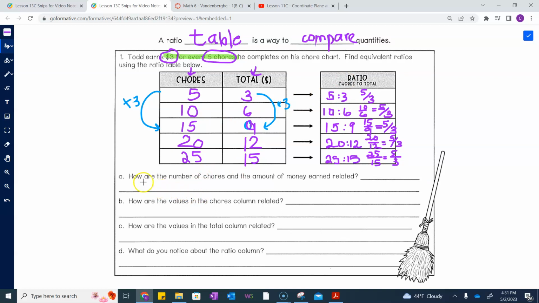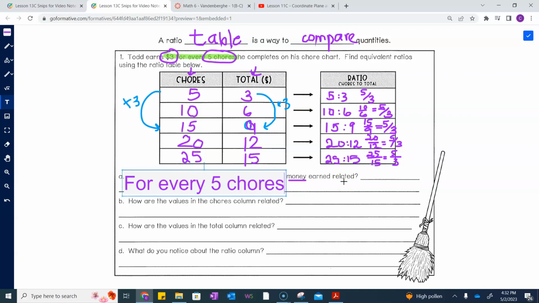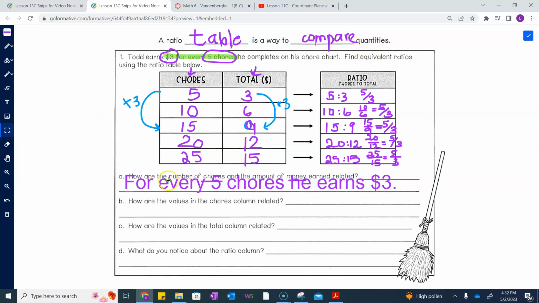So we need to figure out, how are the number of chores and the amount of money earned related? How are the chores related to the money they make? So the relationship is simply the ratio. How are they related? For every 5 chores, he earns $3. It's that simple. It's the comparison we're making. That's the relationship. 5 to every $3.